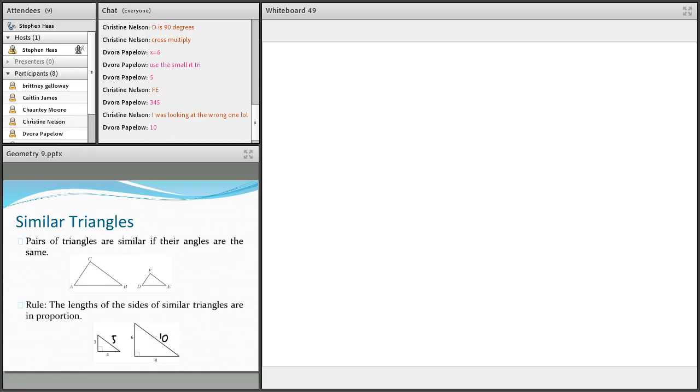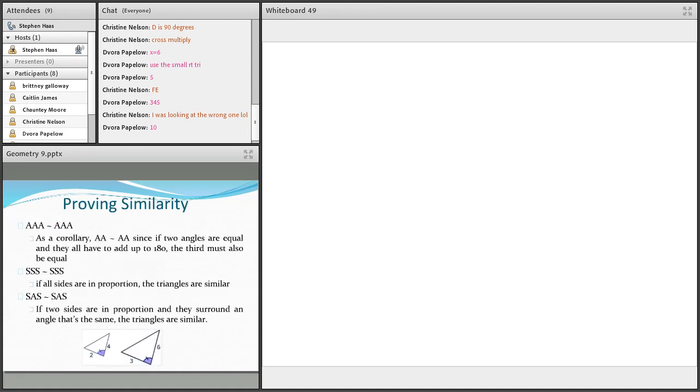Of course, you could also use the Pythagorean theorem. 3 squared is 9 plus 4 squared is 16. That's 25. So the square root of 25 is 5. And of the big one, 6 squared is 36, 8 squared is 64. 36 plus 64 is 100. Square root of 100 is 10. So that's what similar triangles mean.